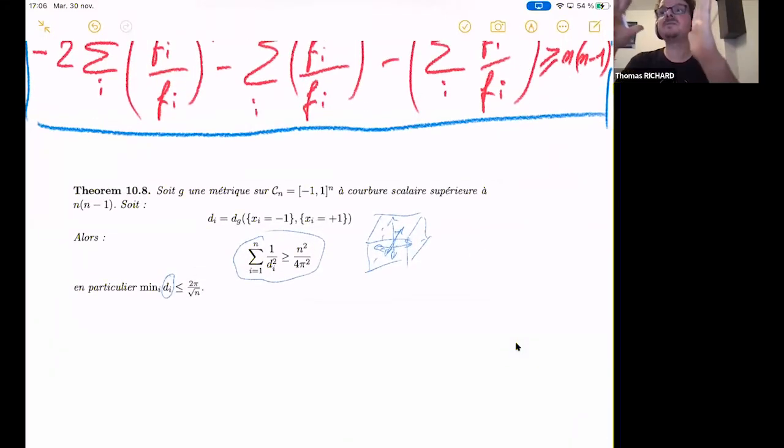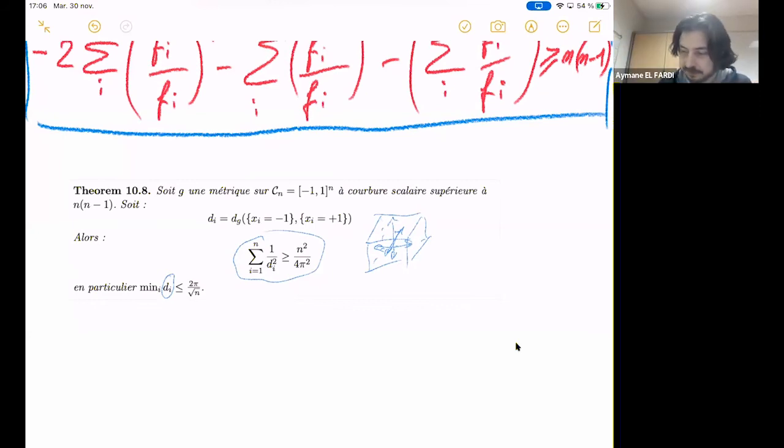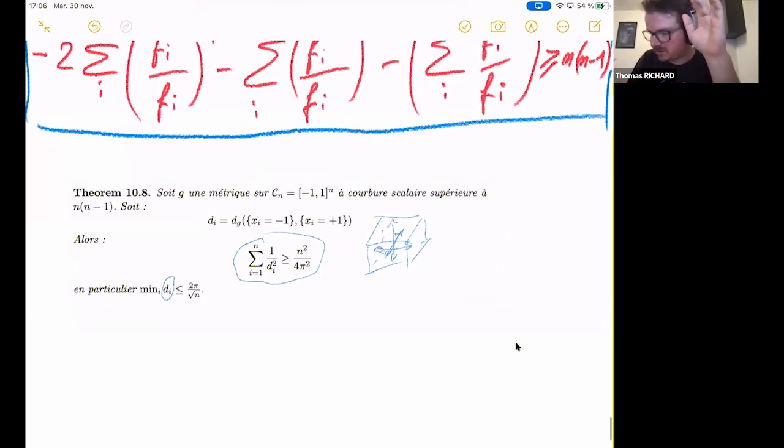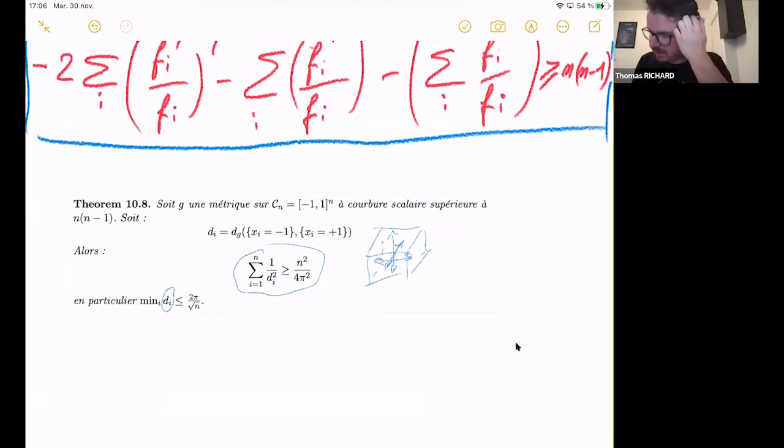So basically, d_i is the distance between those faces, and if you have positive scalar curvature inside your cube, then the minimum of the d_i is bounded above. So there is a direction in which your cube is small. It cannot be big in all directions. There is a direction where it is small. And this is pretty quantitative. And you can also relate positive scalar curvature with the size of two spheres inside some other manifold. Okay, maybe I'll stop there.